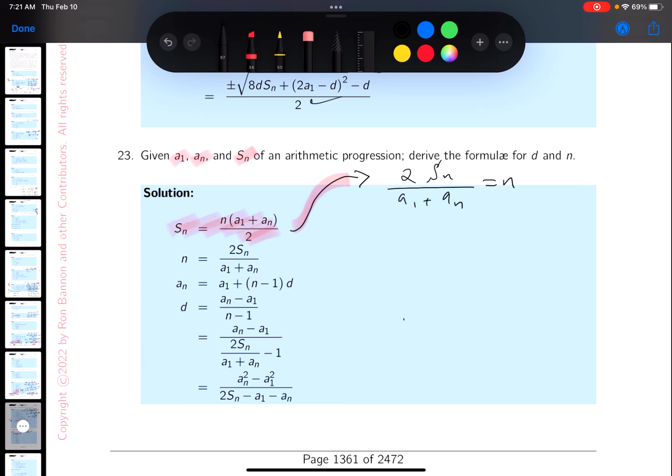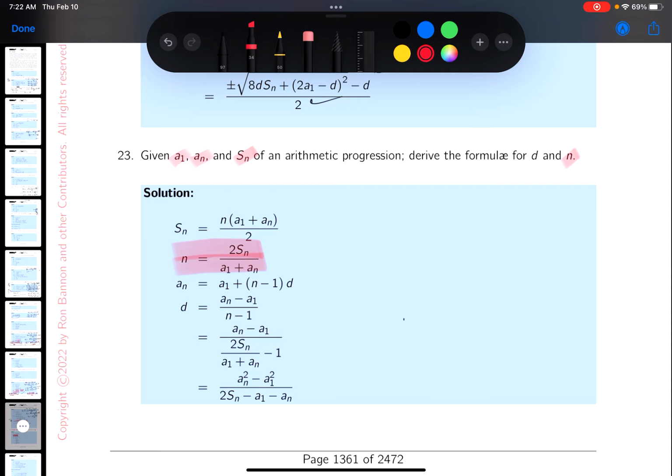And that's written there. So I understand that first step. It's pretty clear. It's 2S_n over a_1 plus a_n. Right, let me erase this over here. So I'm good here. Did I get one of the formulas? Yeah, I got a formula for n in terms of a_1, a_n, and S_n.